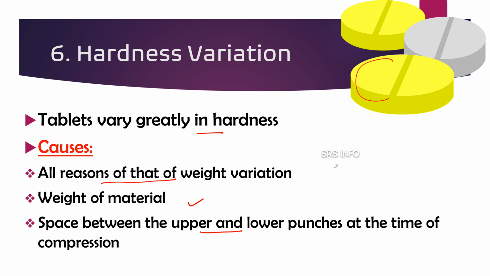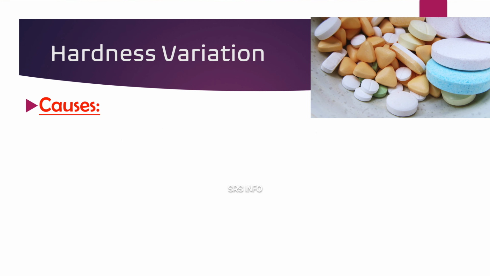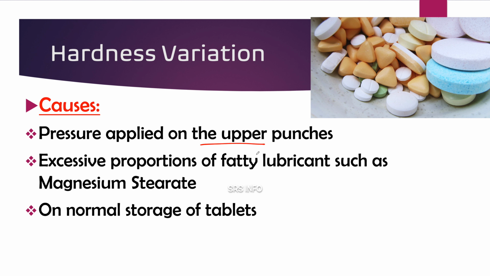The space between the upper and lower punches at the time of compression also plays a very important role for hardness. Then pressure applied on the upper punches. If the pressure applied on the upper punches is very high for a short period of time, then the tablet may become more hard. And then excessive proportion of fatty lubricant. The lubrication is very important, and which type of lubricant we are using also plays a very important role. So excessive proportion of fatty lubricant such as magnesium stearate may increase the hardness.